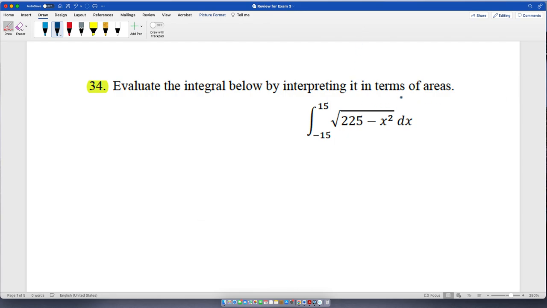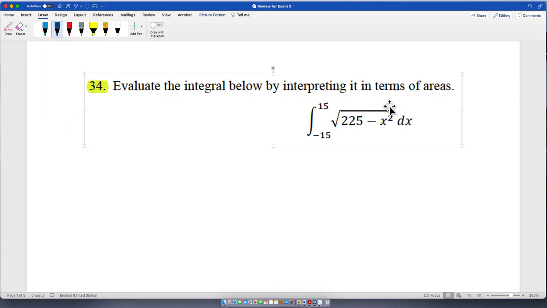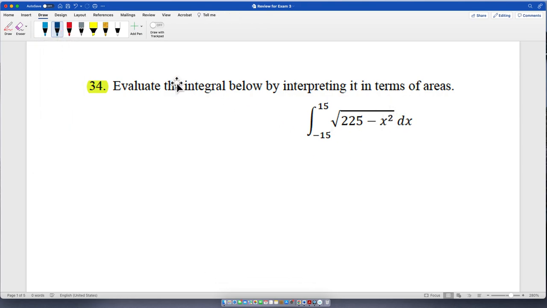In terms of areas. Now, when they say in terms of areas, what they're really telling us is that this function that they're giving us is some geometric shape. Like we did one in class that was a triangle. There's one in the homework that's similar to this.